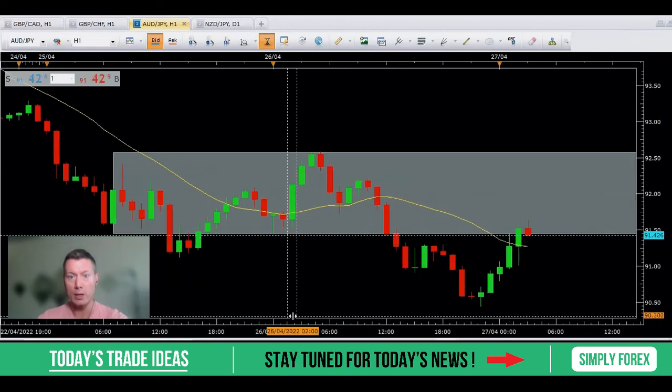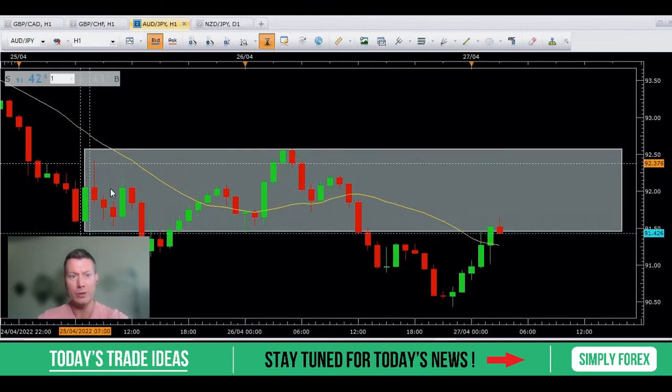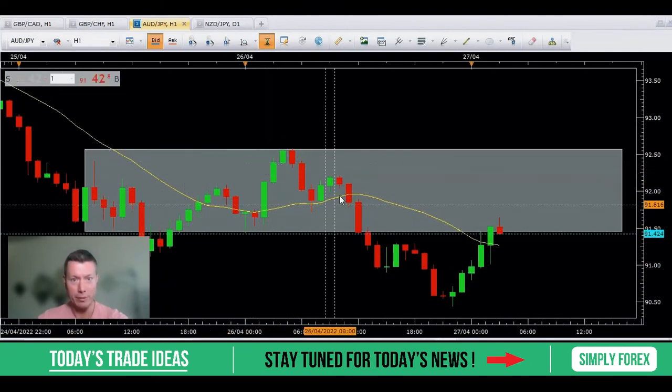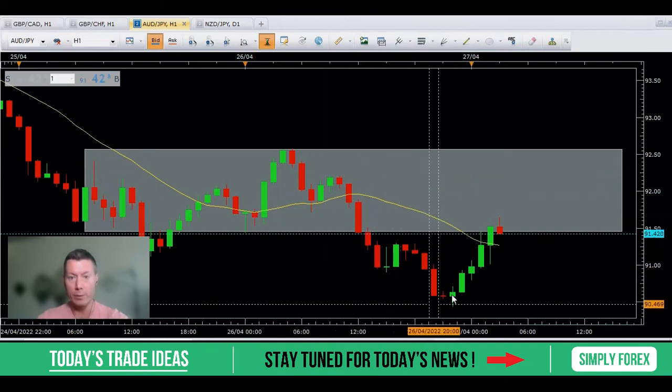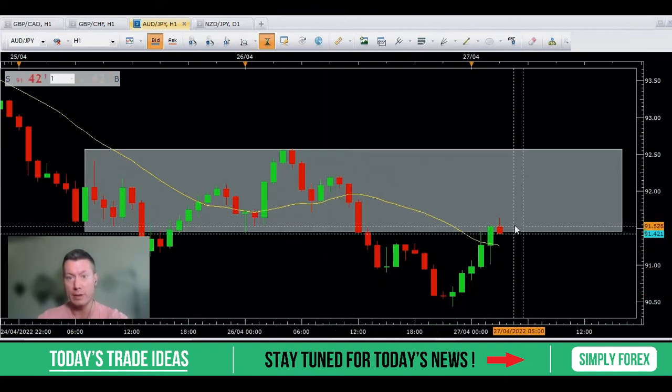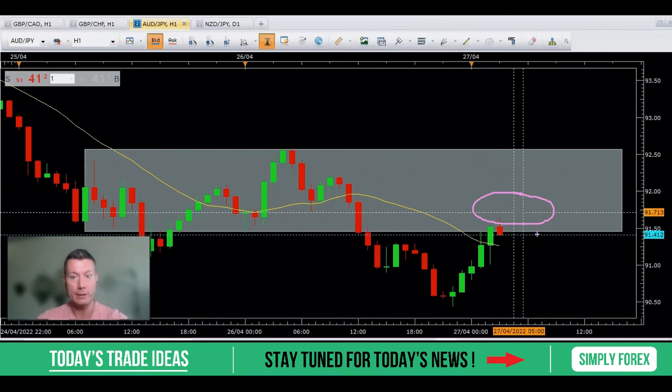So we've got quite a large grey zone, guys, because we've got a lot of different price movement here. But what we want to see is price retrace into this grey zone, which it already has. Now we're looking for a bearish candlestick pattern to form in this grey zone. That's always our trigger to enter.